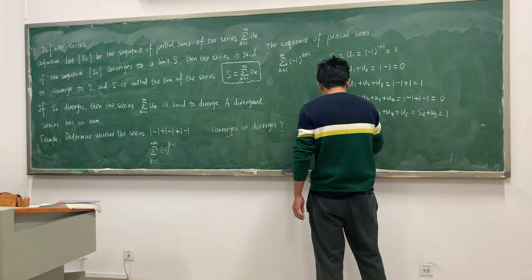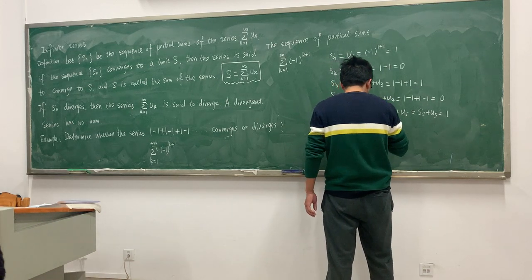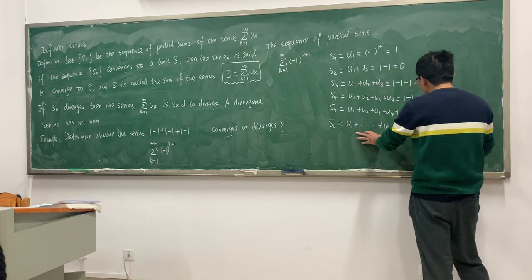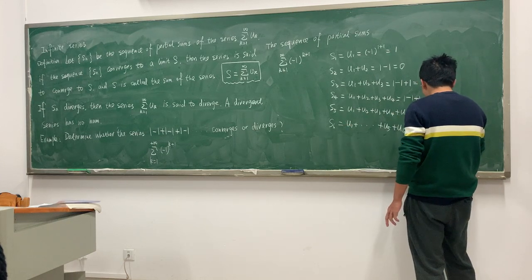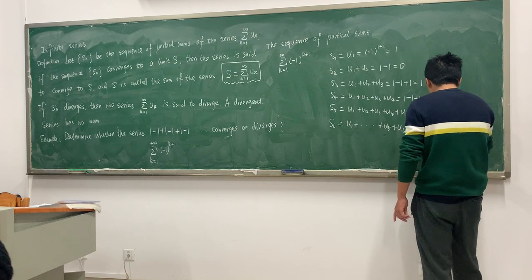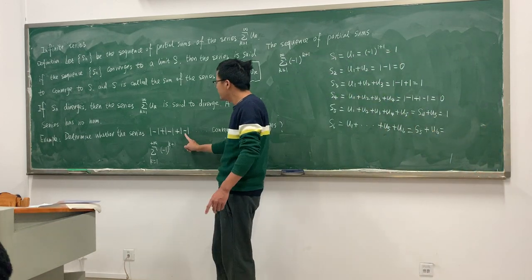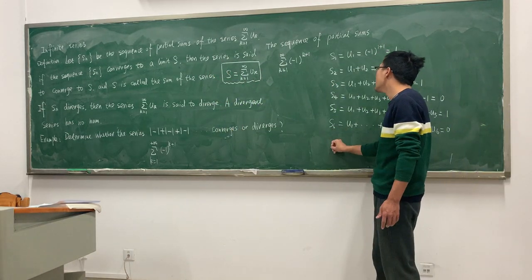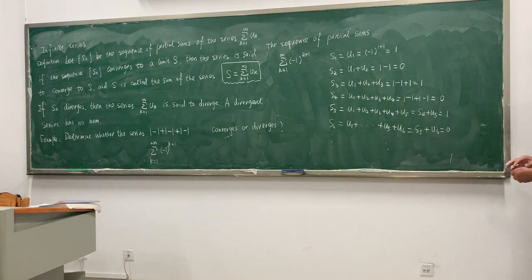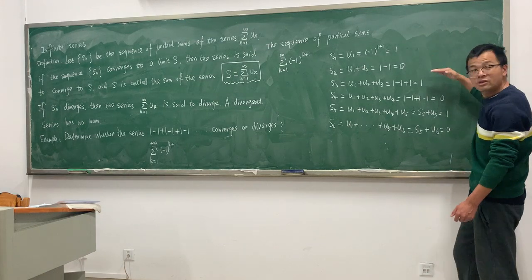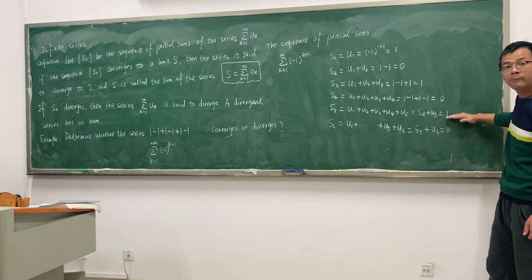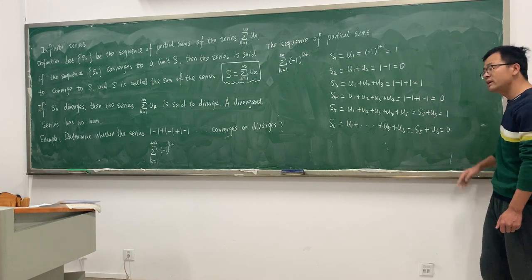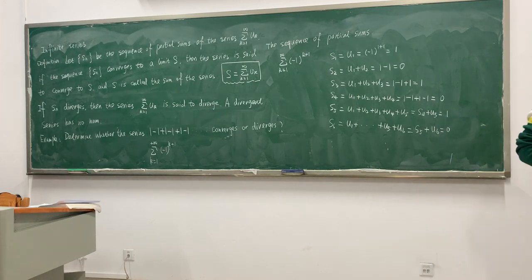And S6 is U1 plus up to U5 plus U6. So the first 5 terms actually is S5. So S5 plus U6. So S5 is 1. U6 is what? Minus 1. Yeah. So 1 plus minus 1, so 0. So actually we can go on. Okay. We can go on. So it's easy to see that S1 is 1. S3 is also 1. S5 is 1. Yeah. And S2 is 0. S4 is 0. S6 is 0.